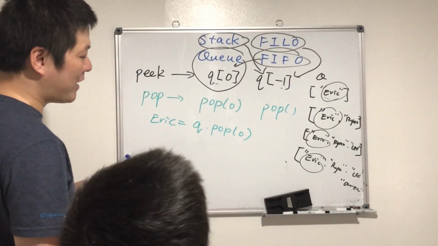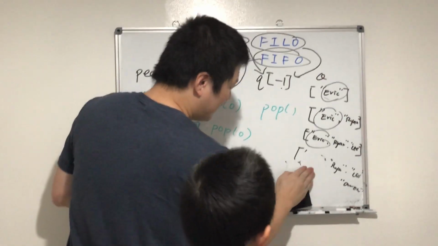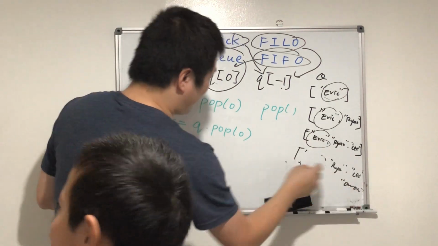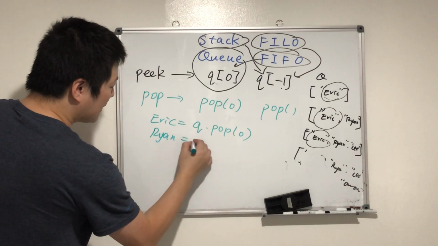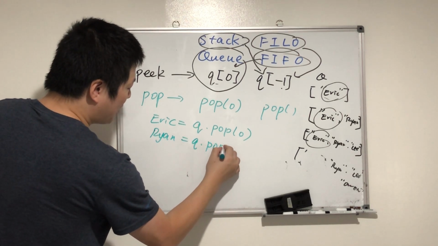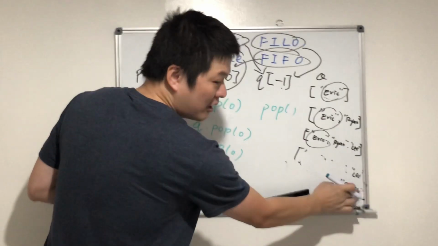Okay, so what do you think will happen? Eric will be taken. So the list becomes Ryan, Leon, Owen. And how about the next one? Ryan equals q.pop(0). Pop 0 means I want to pop the first element out. So Ryan will be gone, and now the list will be Leon, Owen.